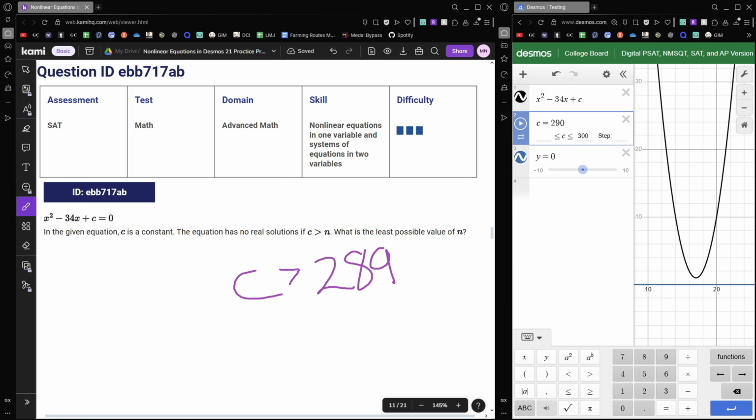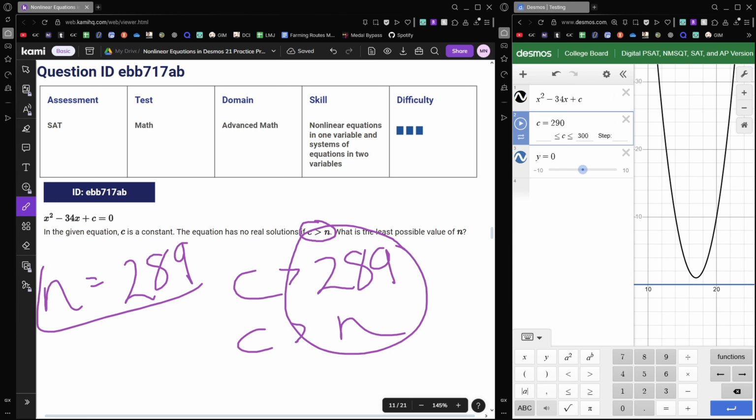Now this might look a little similar, I don't know if you noticed, but c is greater than 9. Oh shoot, that looks the exact same, doesn't it? Wait, these two are in the same spot. That means that n is equal to 289. Hold on, that's the least possible value of n.